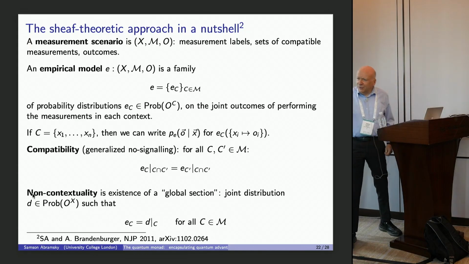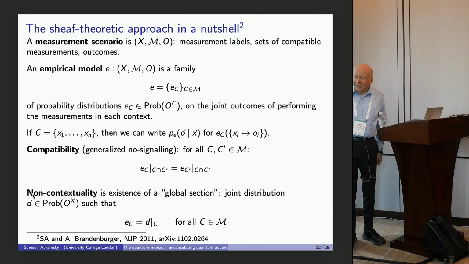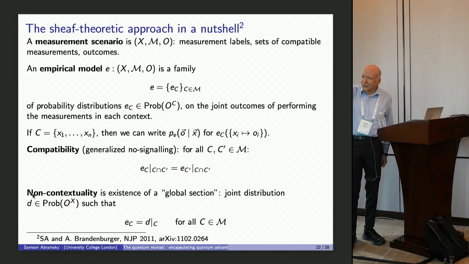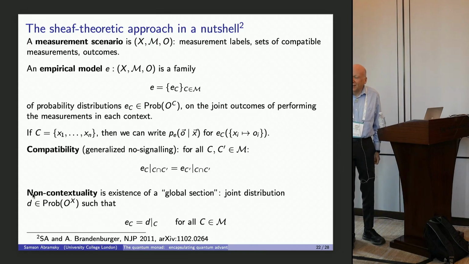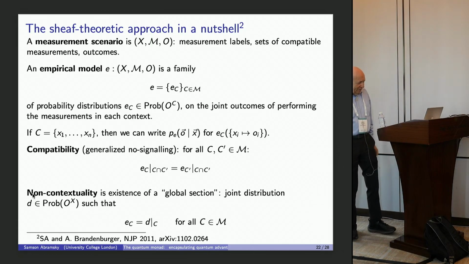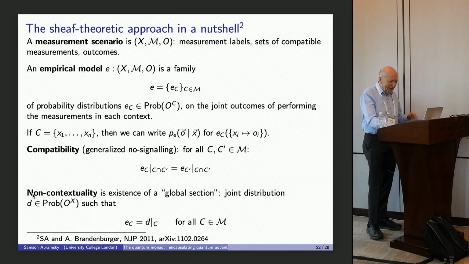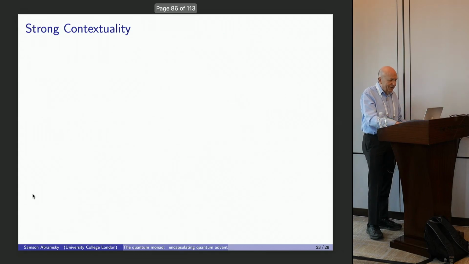The idea that you can glue it all together globally is that there's a single distribution on all the variables. So there's D, which is a distribution over possible outcomes for all the variables, which marginalizes to recover all the observable probabilities as we range over the contexts. So that's non-contextuality. And contextuality arises when such a global gluing together simply does not exist. This is the global inconsistency.